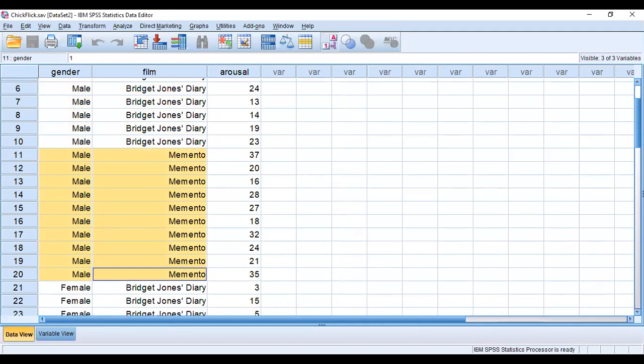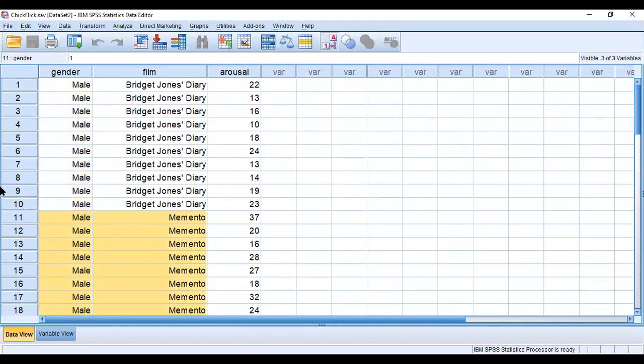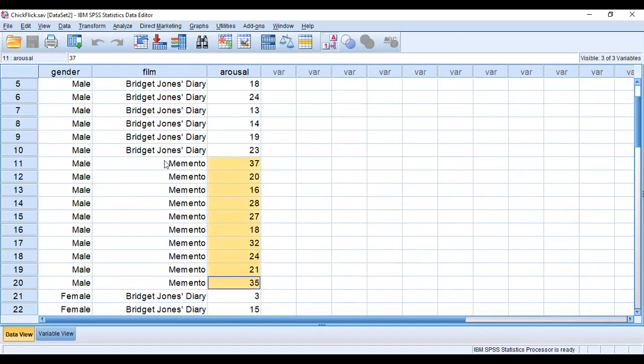We told every participant to give their opinion or score, whether you like this particular movie or not. So respondent number one has given 22 out of 50, and 13, 16, 10. And for the second movie, the first male has given a 37 score, 27, 16, 28, 20. It means this movie is better than the previous.